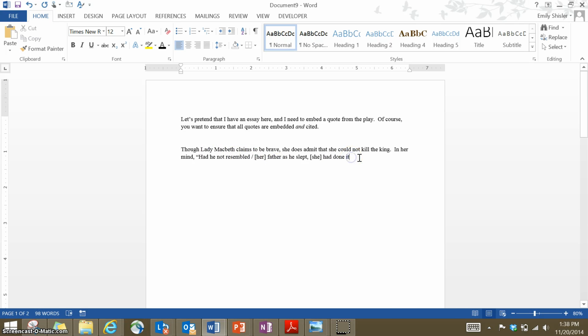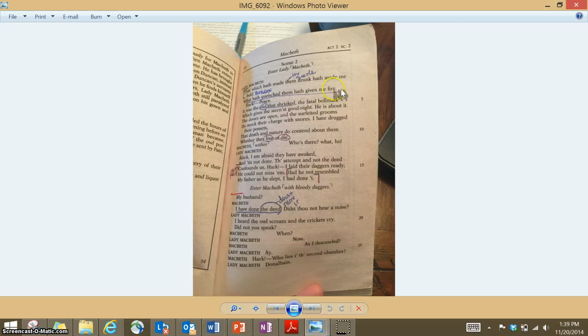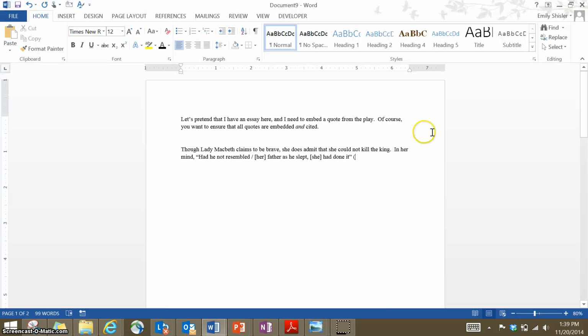Now I'm going to put my quotations first, then space, and then a parentheses. When I quote in in-text citations for Shakespeare, it's act, period, scene, period, line numbers. In this case, 2, period, 2, period, 16 and 17. I use Roman numerals, capital first, lowercase here, and then the period goes at the end of the citation.